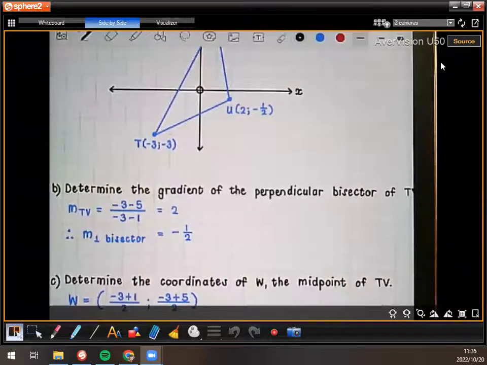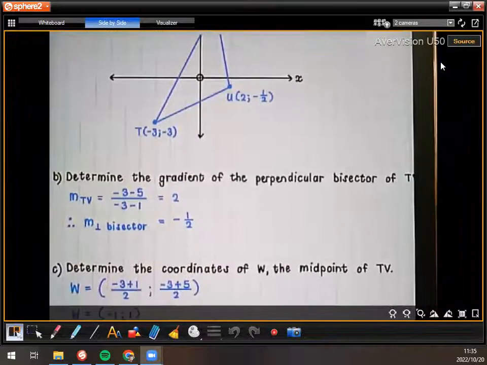Okay, so the answer E was negative a half. Okay? All right.